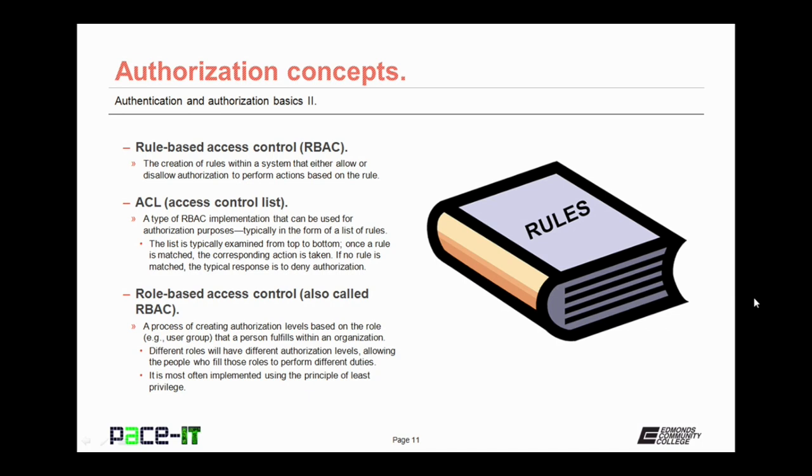Then there is role-based access control, which unfortunately is also called RBAC. It's a process of creating authorization levels based on the role, as in user group, that a person fulfills within an organization. Different roles will have different authorization levels, allowing the people who fill those roles to perform different duties. It is most often implemented using the principle of least privilege.